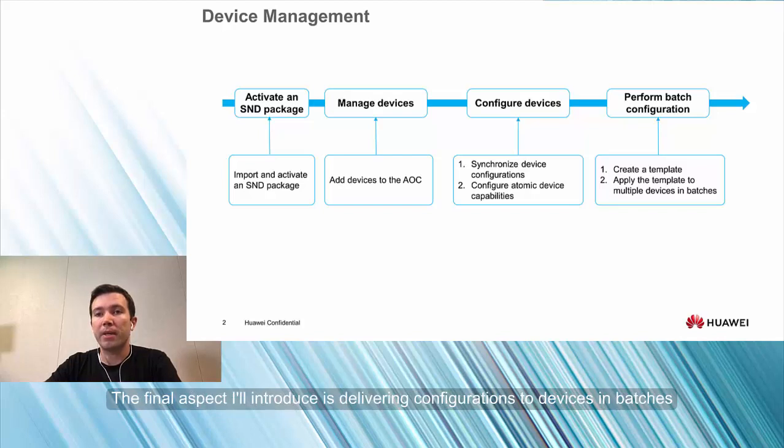The final aspect I'll introduce is delivering configurations to devices in batches. On the live network, we often need to deliver configurations to many devices. To quickly deliver configurations to devices in batches, we can use the AOC's template capability. Now let's look at them in detail.